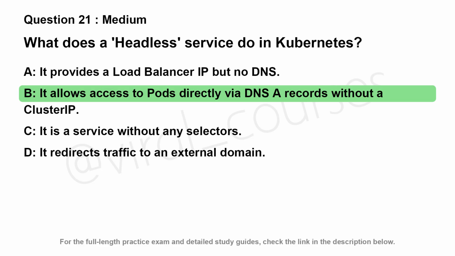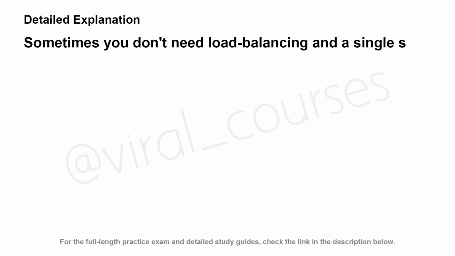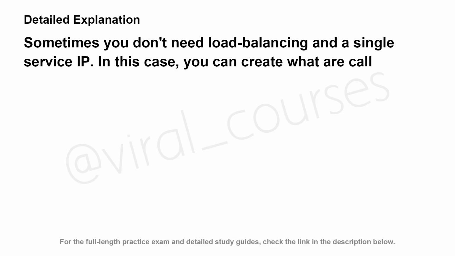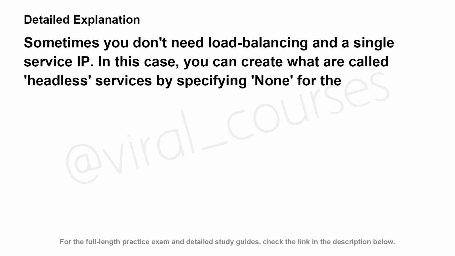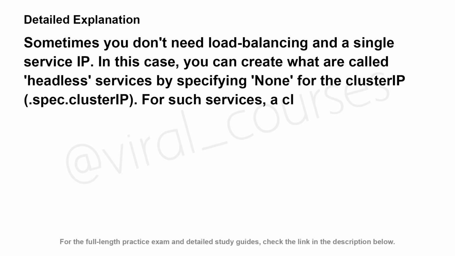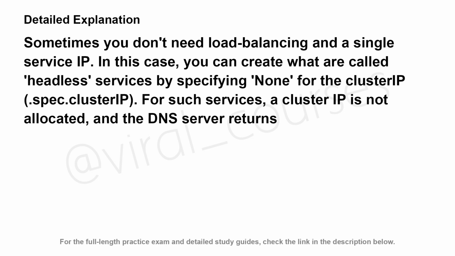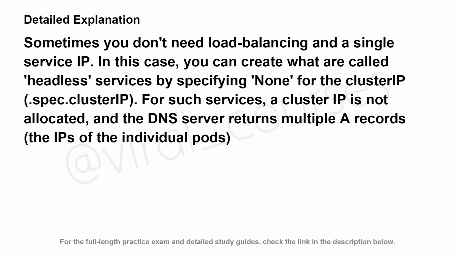The correct answer is B. Sometimes you don't need load balancing and a single service IP. In this case, you can create what are called headless services by specifying none for the cluster IP, spec.clusterIP. For such services, a cluster IP is not allocated, and the DNS server returns multiple A records, the IPs of the individual pods, for the service name.